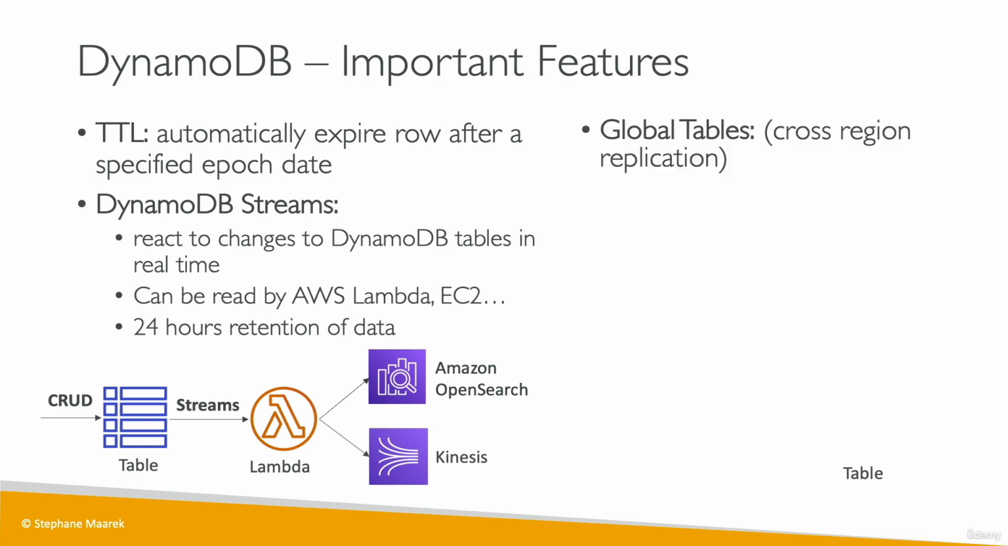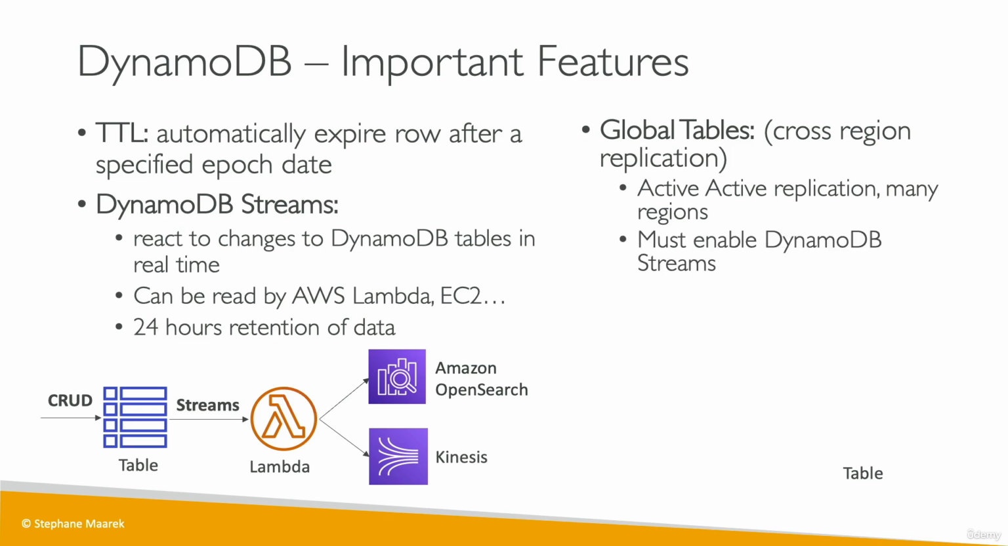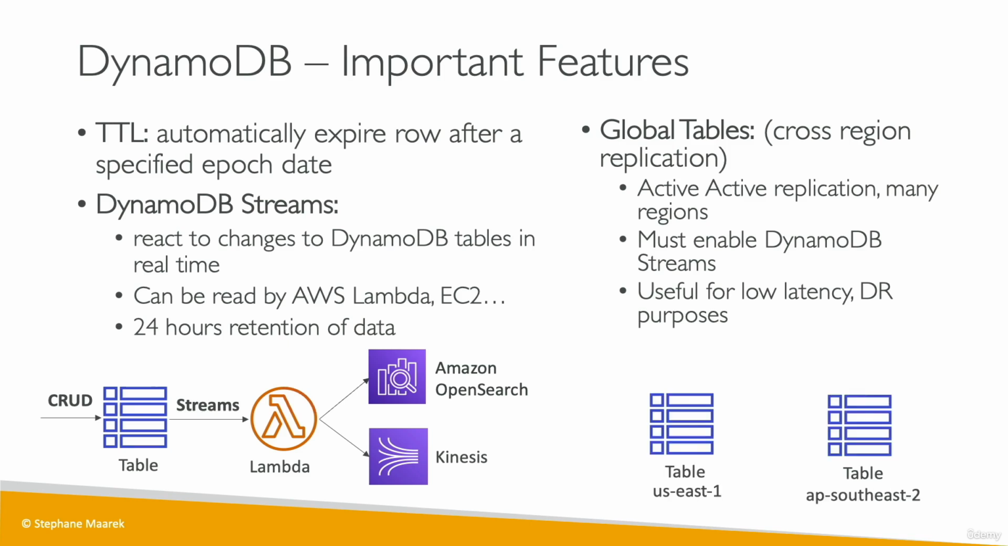We also have global tables, which is basically a table that is going to be replicated across all your regions. And this is active-active replication, so you can have many regions. And for this, you need to enable DynamoDB streams first. It's very useful if you want to have low latency access to data in different regions, or you want to create a disaster recovery strategy that's going to have a very, very low RTO. So here's the example. We have two tables, one in US East 1 and the other one in AP Southeast 2. And whatever we do to the table in US East 1 is going to be replicated to the table in AP Southeast 2. And similarly, whatever we do in AP Southeast 2 is going to be replicated back into US East 1.